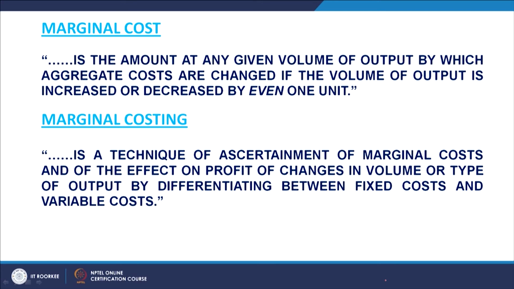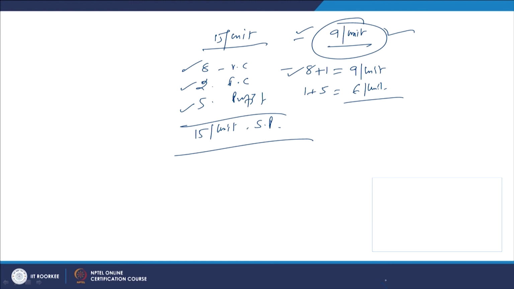So, let us understand the definition of marginal cost. It is the amount at any given volume of output by which aggregate costs are changed if the volume of output is increased or decreased by even 1 unit. What does it mean now? It means that, for example, we are currently producing how much?